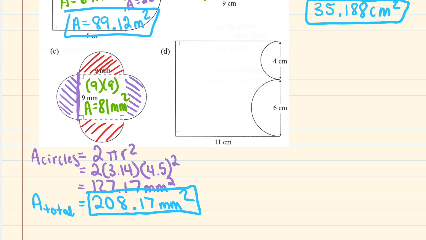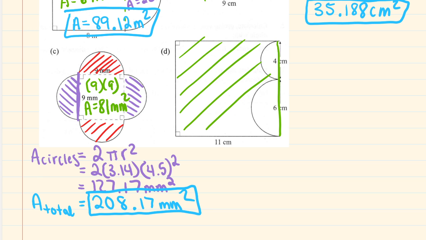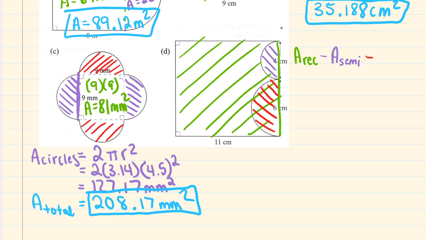The last shape is a rectangle with 2 semicircles kind of bitten out of it. So we'll have to subtract the purple semicircle and the red semicircle. So we're going to do area of the green rectangle minus the area of the purple semicircle, and we're also going to have to subtract the area of the red semicircle.